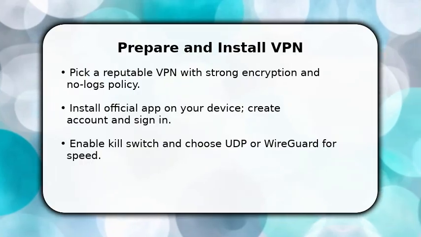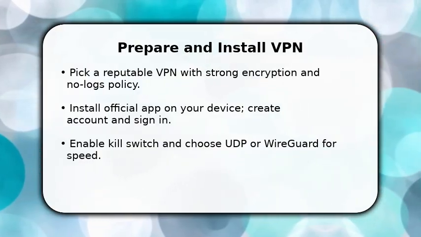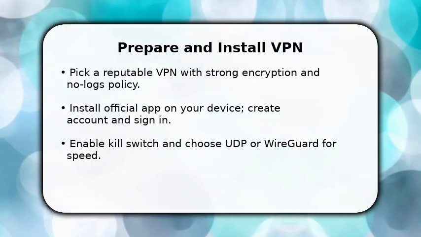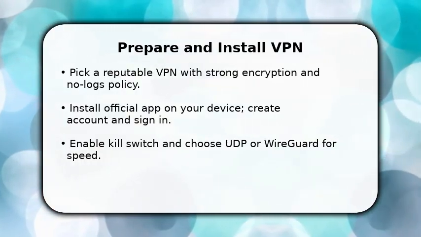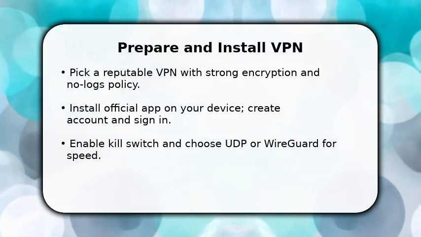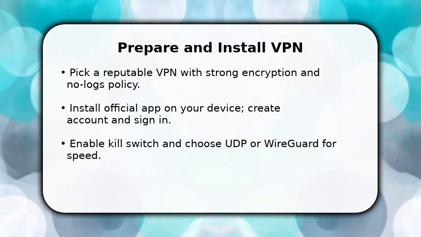Next, enable the kill switch to avoid accidental IP leaks and select a nearby server country to reduce ping. Finally, make a basic connection test. Open the VPN, confirm the status shows connected, and note the chosen server and protocol before moving on.